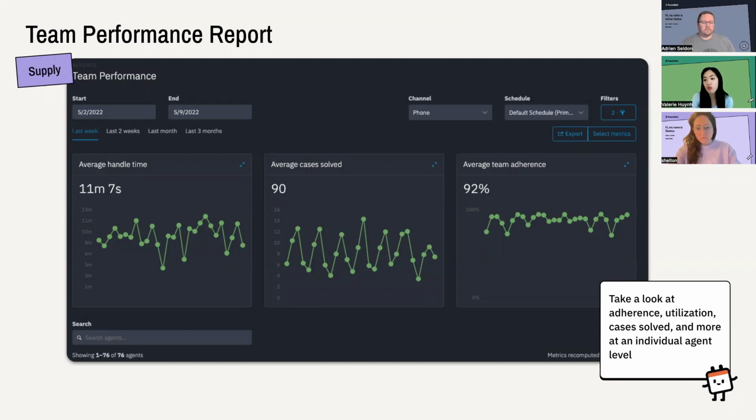And below, we also include individual agent-specific metrics. So for each agent within your teams, you can see cases solved, adherence, occupancy, utilization, and much more. That's also really useful in that you can sort for top performers as well as areas of opportunity. And lastly, you're able to filter this for whichever time ranges you desire, and you can do that in the top left-hand corner.